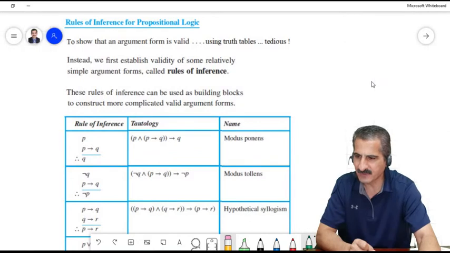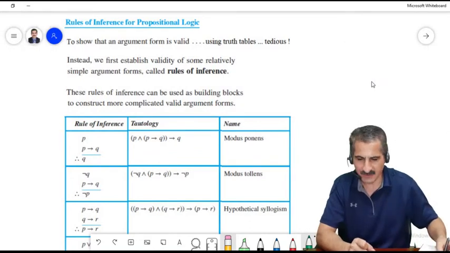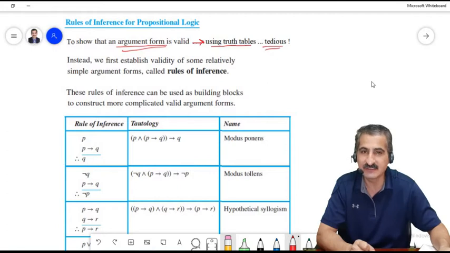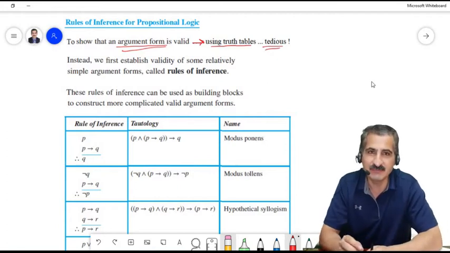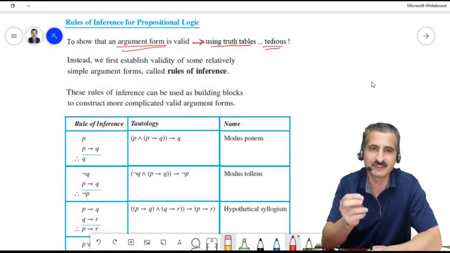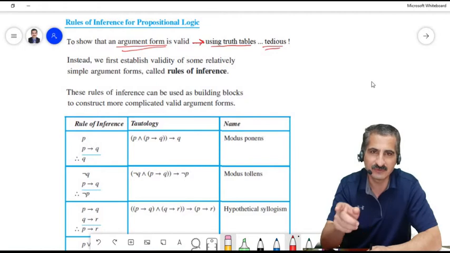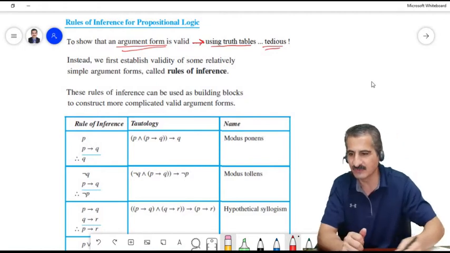Okay. Therefore, now how to show an argument form is valid? We said we must go and prove it is a tautology. But doing so using truth table might be very tedious. For example, if we have 10 propositional variables, then we will have 2 to power 10 of rows in the truth table. So that will be a very long way to go.